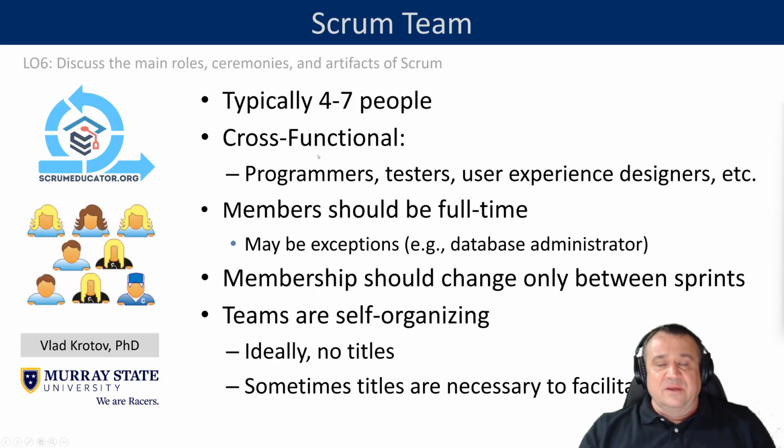The Scrum team typically consists of 4 to 7 people. I think 5, 6 is the ideal size. I think 4 is a bit too few. 7 is already a bit too many.